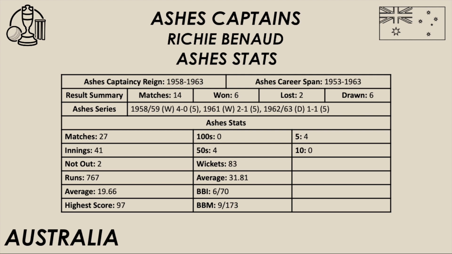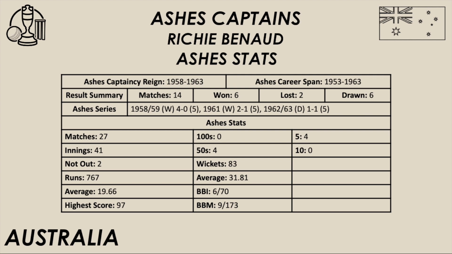He became Australia's 28th Test captain and took over the captaincy from Ian Craig on the eve of the 1958-59 Ashes series after Craig picked up hepatitis. His Ashes captaincy reign spanned from 1958 to 1963 and he led Australia in 3 Ashes series. In that time, he led Australia to 2 Ashes series victories in 1958-59 and 1961, and a drawn series in 1962-63. In 14 tests, he won 6, lost 2 and drew 6.